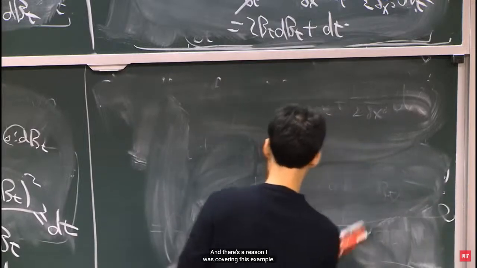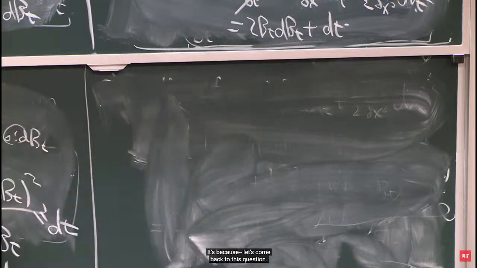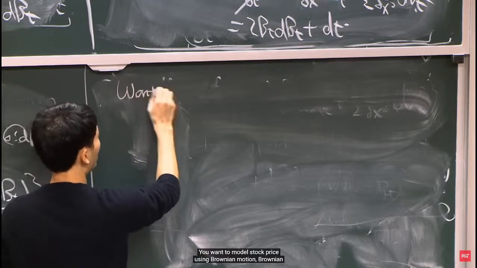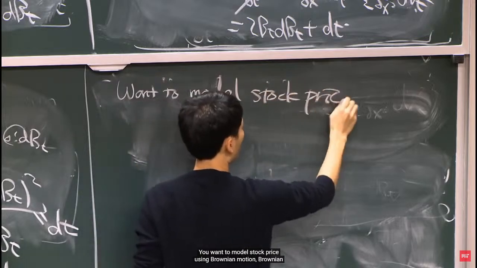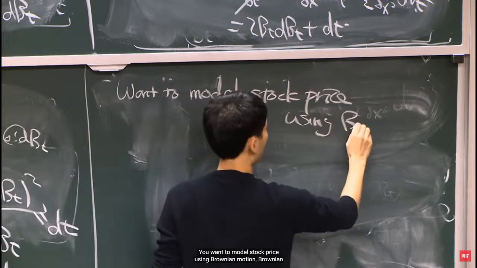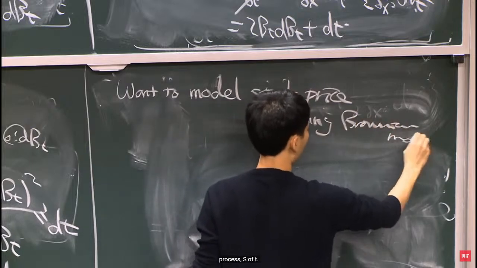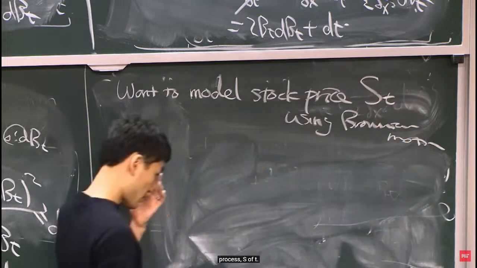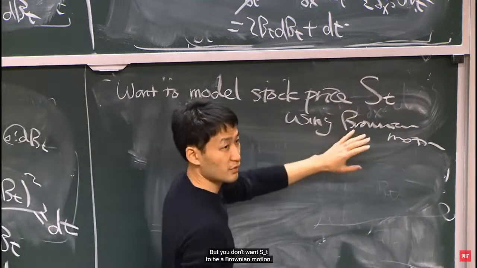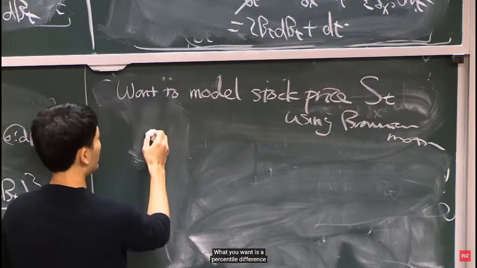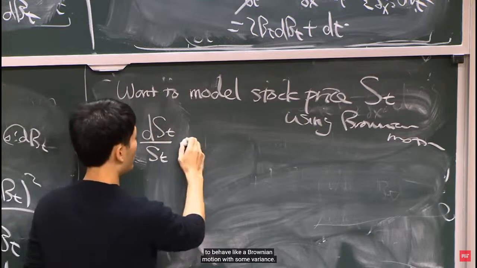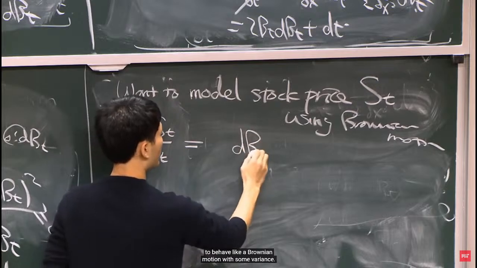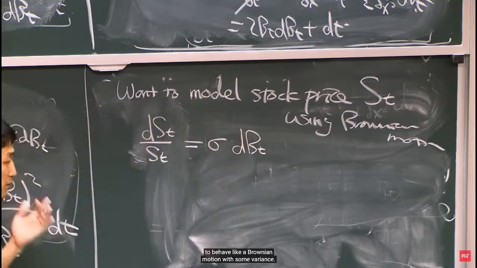Okay, and there's a reason I'm covering this example. Let's come back to this question. You want to model stock price using Brownian motion, Brownian process, S_t. But you don't want S_t to be a Brownian motion. What you want is a percentile difference to be a Brownian motion. So you want this percentile difference to behave like a Brownian motion with some variance.